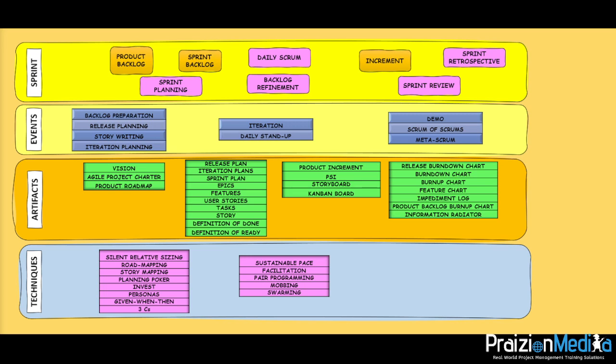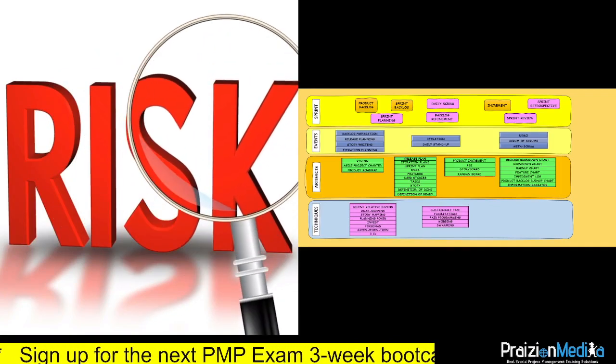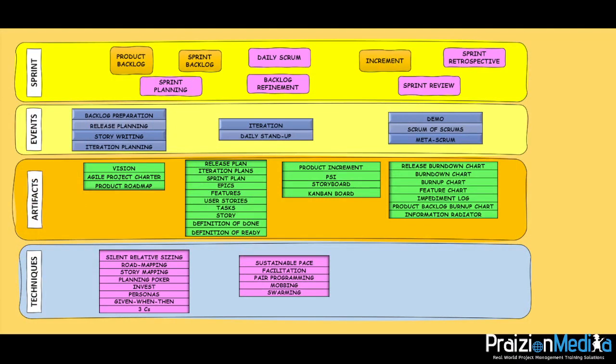We also have sustainable pace as a technique, a concept that you should be aware of, which is documented in the Agile Manifesto. I have the concept of facilitation, which is what the Scrum Master does sometimes, not all the time, because other team members could facilitate. We have the concept of pair programming, pairing developers together to work. We have the concept of mobbing, where everyone puts their brain power together and we have one person driving at a keyboard, or swarming, where everyone is on their own keyboard and swarming the issue, whatever needs to be done.